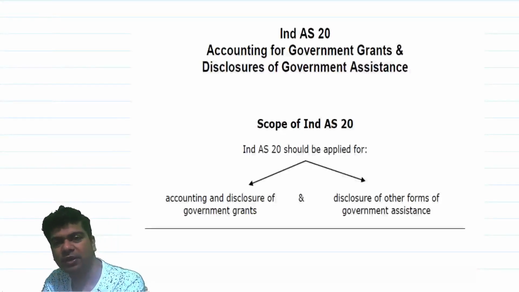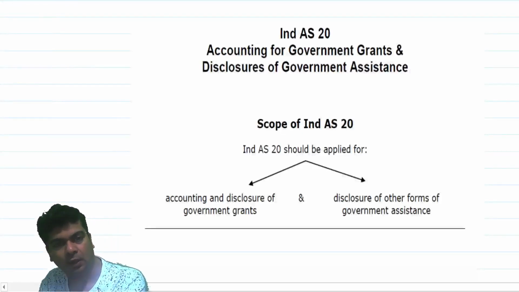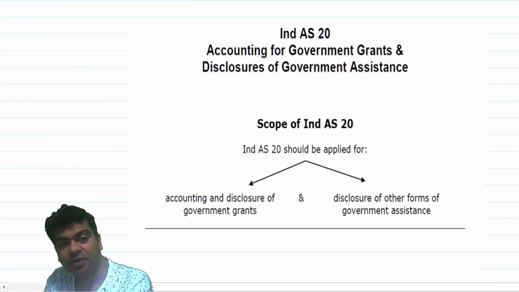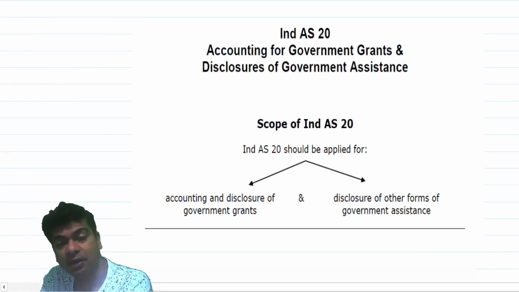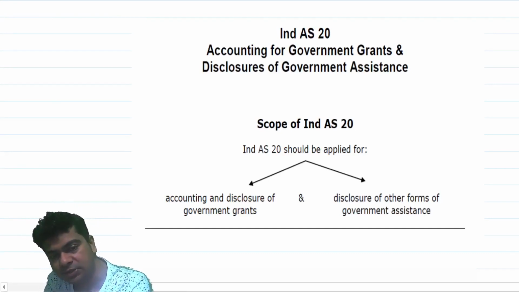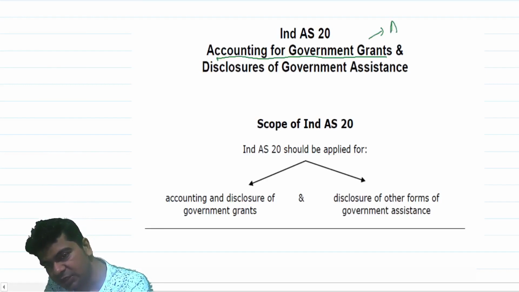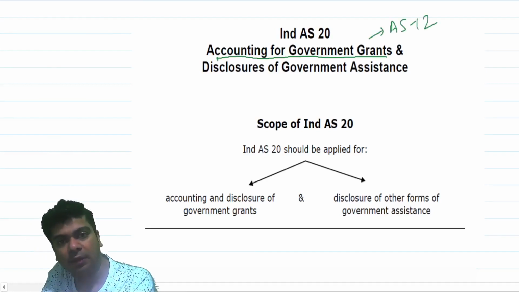Read the title of the Ind AS 20. Tell me, what is the accounting standard that it reminds you of? Right, the accounting standard that you must have studied at the earlier level. If you see the title, it says Ind AS 20, Accounting for Government Grants. Accounting for Government Grants, that's also the title of Accounting Standard 12, right?